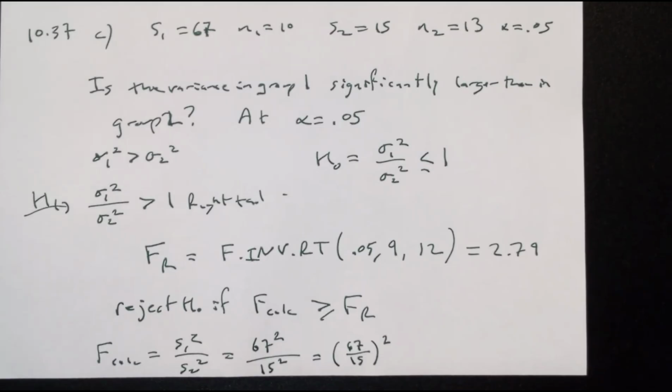19.6, something. Way bigger than 2.8, isn't it? So I reject my null hypothesis. Yes, the variance in group 1 is statistically significantly larger than the variance in group 2.